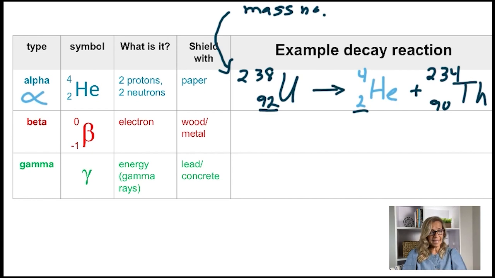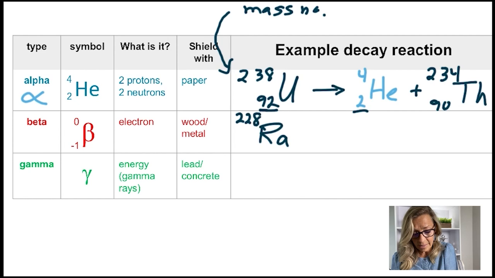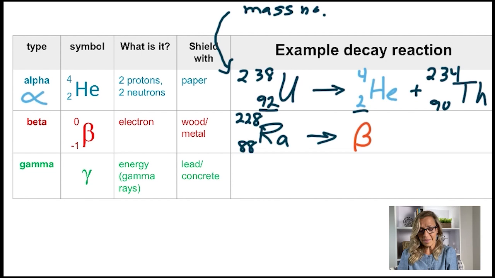Now let's do beta decay. The example I want to do with beta decay is radium. We'll start off with radium-228, and it's got 88 protons. Let's lose our beta particle. Now, the beta particle is really weird looking. It's a beta. It's got a 0 and a -1. So what is a -1? How do you have a -1 particle? Because it looks like in our symbol that is the number of protons.